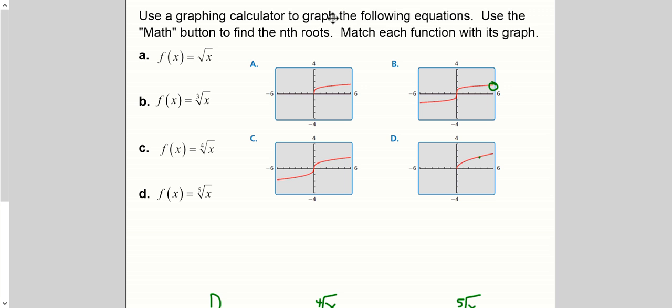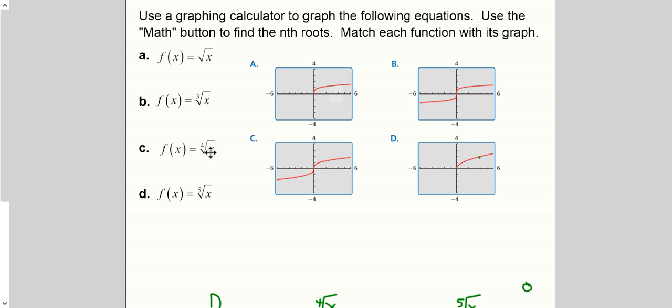Use a graphing calculator to graph the following equations. Use the math button to find nth roots. Match each function with its graph. You can also graph these on Desmos. A square root just goes from 0, 0 and up and over to the right. A cube root can use positive and negative numbers for x's and y's.